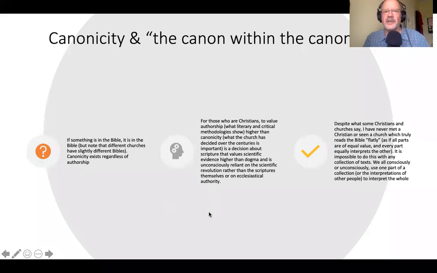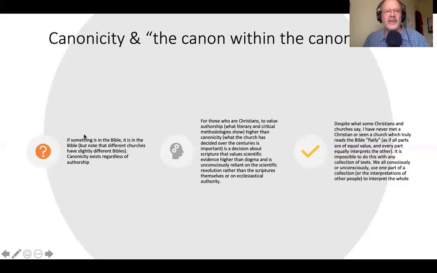Canonicity and the canon within the canon. I do want to point out for any of you who may happen to be from a faith community that there are different ways of thinking about the canon, that is the overall context of the Bible. One is, if something is in the Bible, it is in the Bible. Even if you say that, for instance, First Timothy was not written by Paul, if we decide it's pseudonymous, written by somebody else in Paul's name, note that it still is in the Bible.